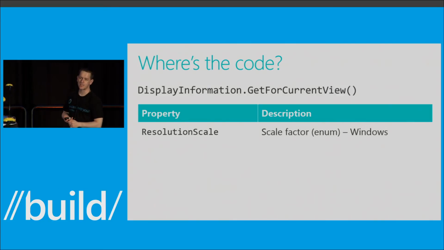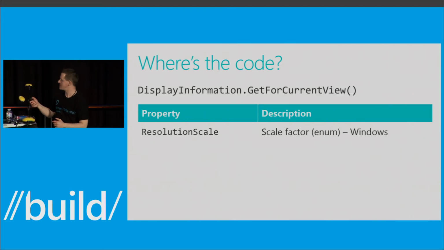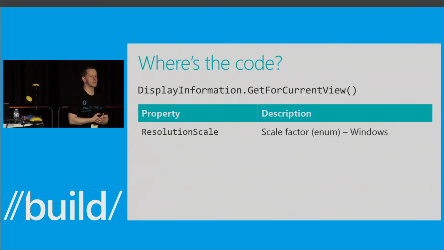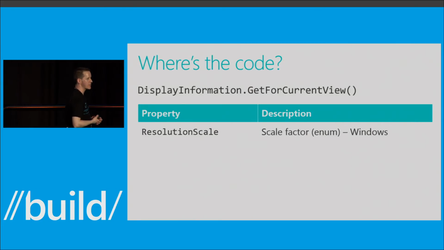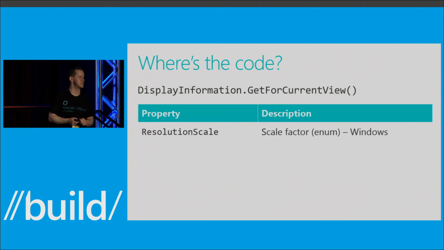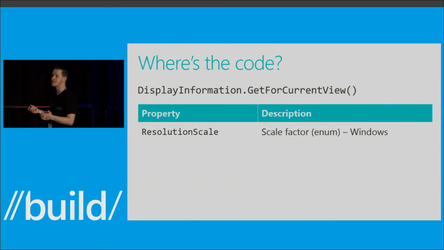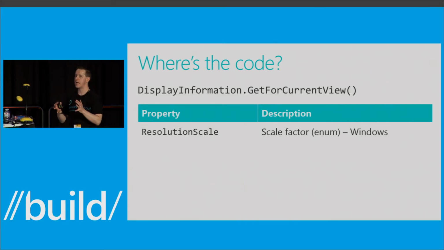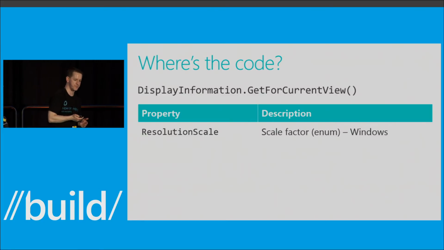There is a type called display information, and you call get for current view on it. This is the new version of what used to be called display properties in Windows 8. And it has some properties on it that might be useful to you, if you do actually need to write code that is dependent on particular aspects of the display that you are on. So the first one is resolution scale.